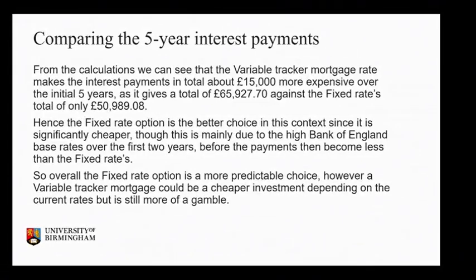Now comparing these, we can see the variable tracker mortgage gives around £15,000 more expensive repayments over this time versus the fixed rate, with the £65,000 versus around £50,000 respectively. And so in this context, the fixed rate option is a better choice if we're going for a cheaper option. But this is mainly due to the high Bank of England base rates of the first few years we considered. After that, the payments do get less than they were for the fixed rate. So overall, the fixed rate is a way more predictable choice.